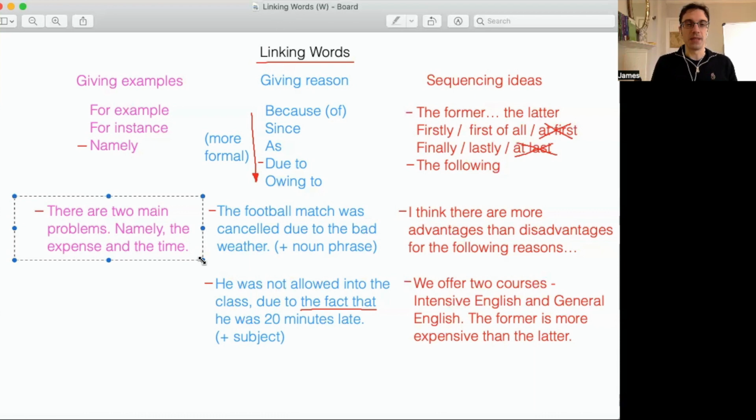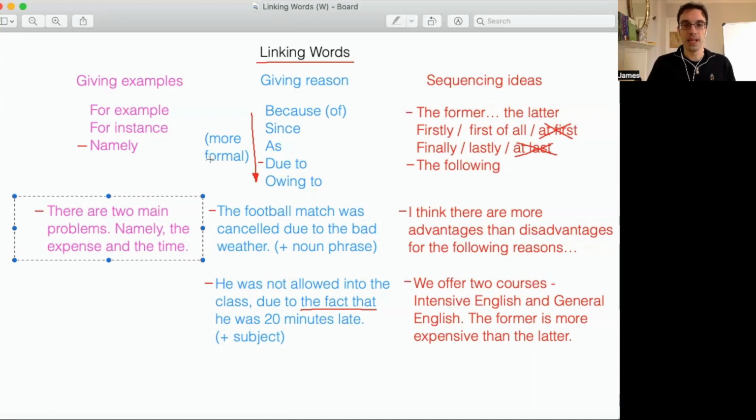Just an example sentence. So there are 2 main problems, namely, comma, make sure you've got a comma, it is an adverbial, the expense and the time. So namely is used when you're actually naming the examples, or in this case, the 2 problems.